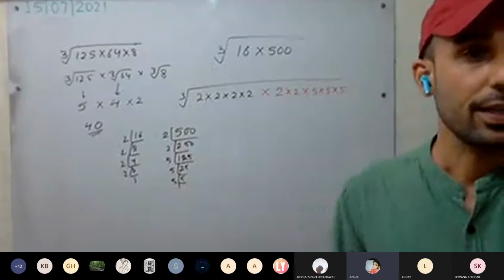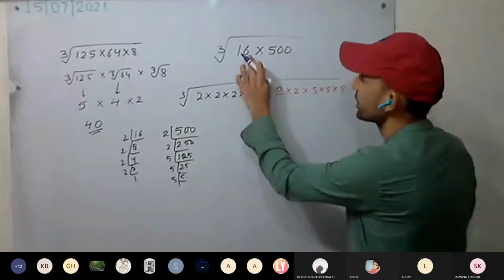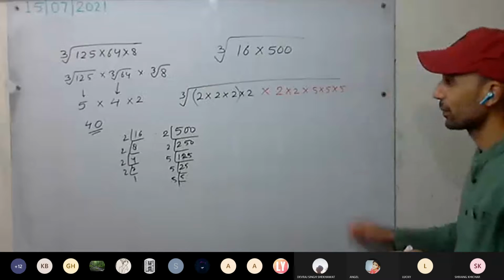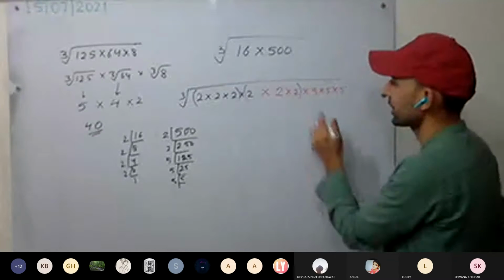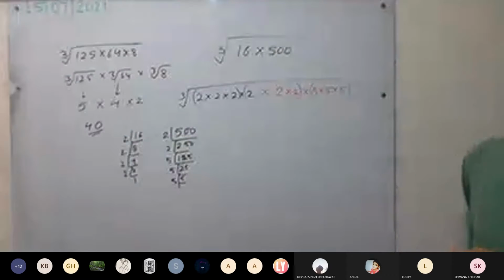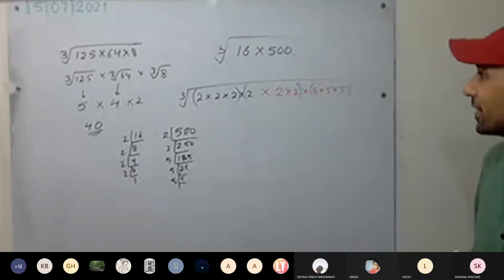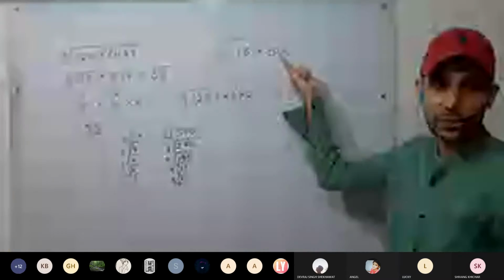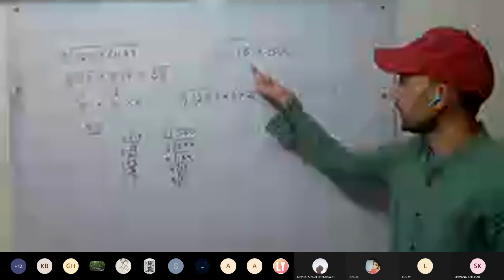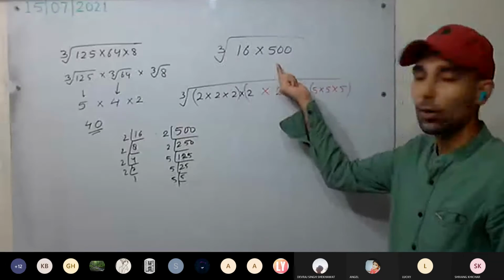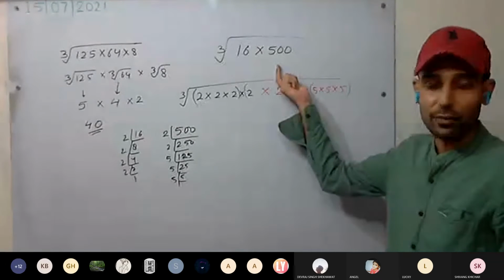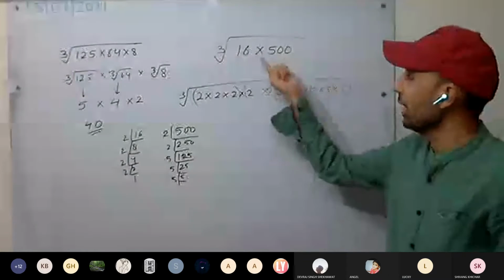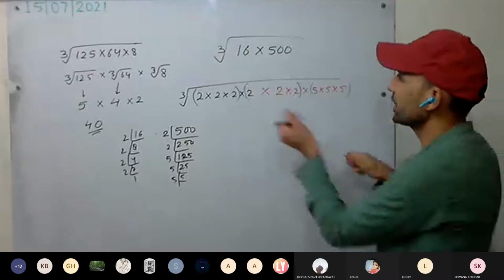Now see what is happening here. 16 is not a perfect cube, and this is not a perfect cube either. But see here: one triplet, second triplet, third triplet. Yes or no? So from 16, we give one 2 to 500. Can you see that? From 16, one 2 we are giving to 500. 500 will become 1000 and 16 will become 8.